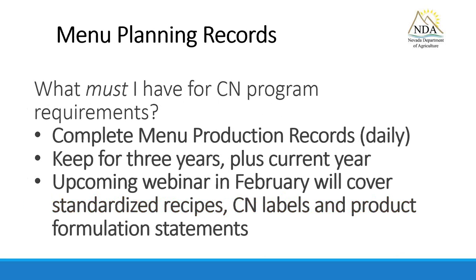So what must I have for the Child Nutrition Program requirements? A complete menu production record done daily. You need to keep the records for 3 years plus the current year. We will be discussing the other parts of the menu planning records in an upcoming webinar in February to cover standardized recipes, child nutrition labels, and product formulation statements, so you'll be aware of how these tie into the National School Lunch Program.